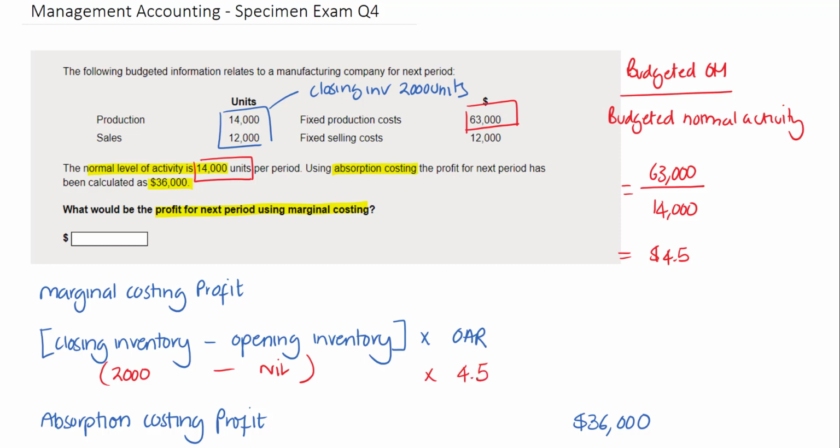If we multiply out this bit of our equation, what we get is a profit difference between marginal and absorption costing, which would amount to $9,000. Now, if we want to calculate the marginal costing profit, knowing that the absorption costing profit is 36,000, we simply work backwards to calculate that the marginal costing profit must be the 36,000 less the 9,000. And what that gives us is $27,000. Having calculated this profit, don't forget to include this within your solutions box provided in the question.